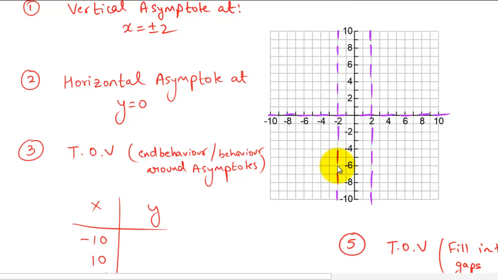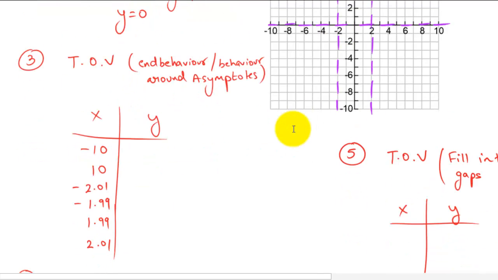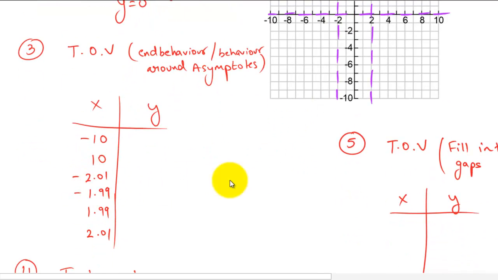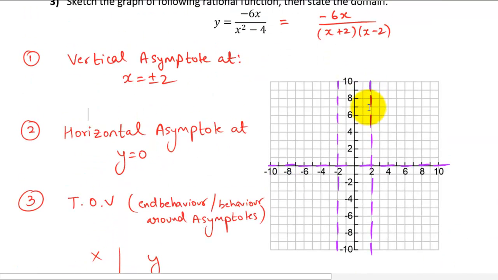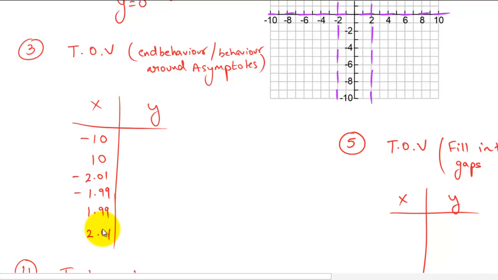Since the asymptote's at -2, I picked -2.01 to the left of it and -1.99 to the right of it. Also, the second asymptote is +2. I picked the value really right before it, which is 1.99, and one right after it, 2.01. So I got those values.